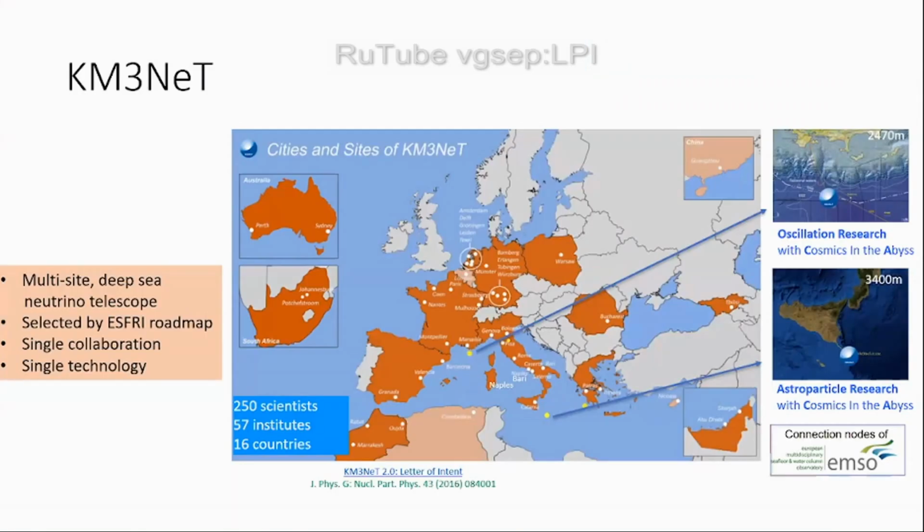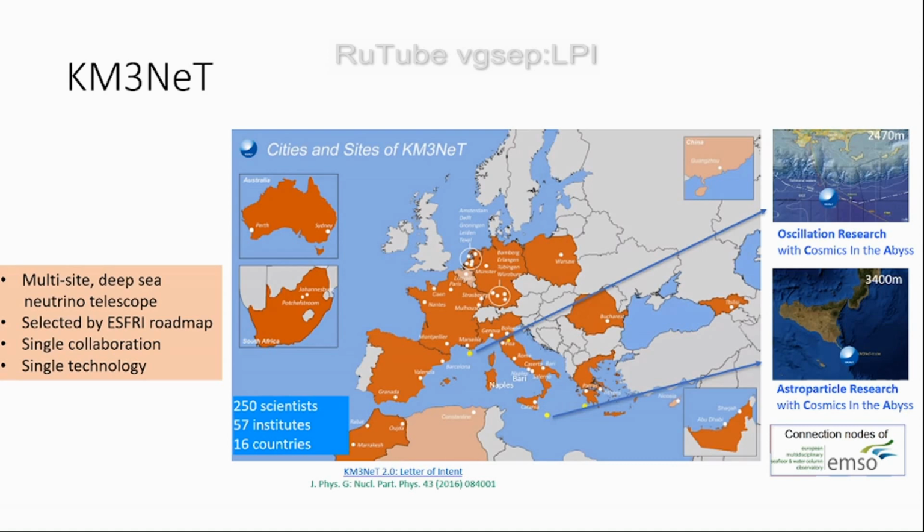Now, as a successor to this, we have KM3NeT, which we call a multi-site deep sea neutrino telescope. It's multi-site because we have built two detectors for now. We have ORCA off the coast of Toulon. We'll do neutrino oscillations research with cosmics in the abyss. That's the acronym ORCA. And we have ARCA off the coast of Sicily, which will do more astroparticle research with cosmics in the abyss. We're also part of a network for sea and earth sciences. We're on the ESFRI roadmap. We are a single collaboration for both these detectors.